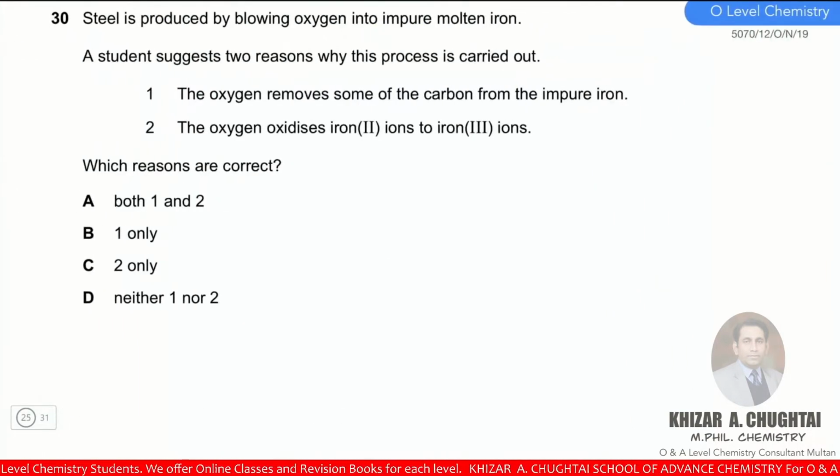Come towards question number 30. Steel is produced by blowing oxygen into pure molten iron. A student suggested 2 reasons why this process is carried out. Number one, oxygen removes some of the carbon from the impure iron. Yes, it is true. Number two, oxygen oxidizes iron(II) into iron(III). No, this is not the correct one. So only one option is correct, and here it is the B one.